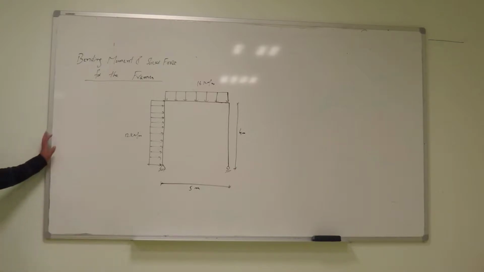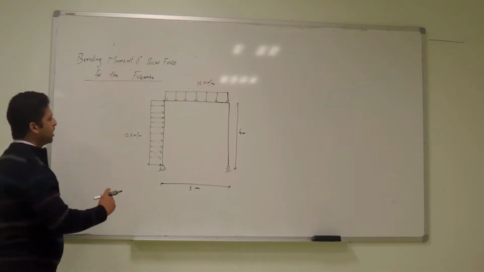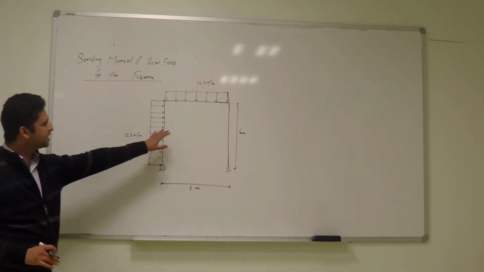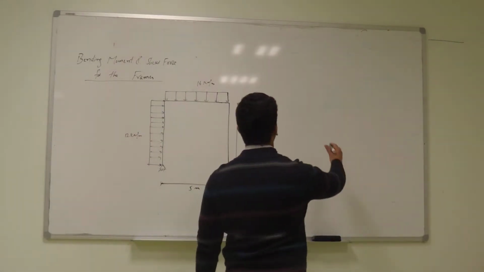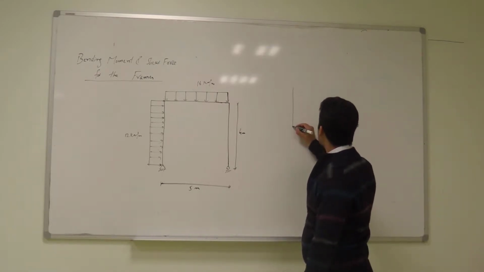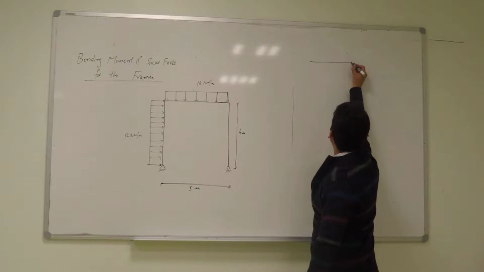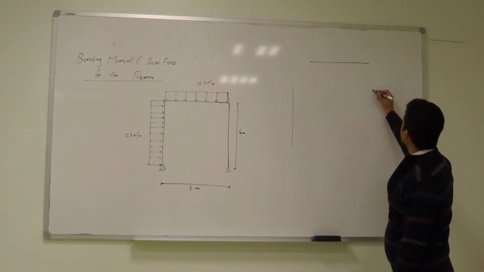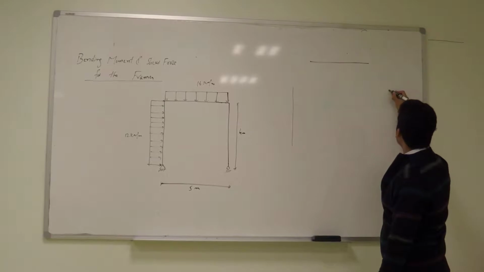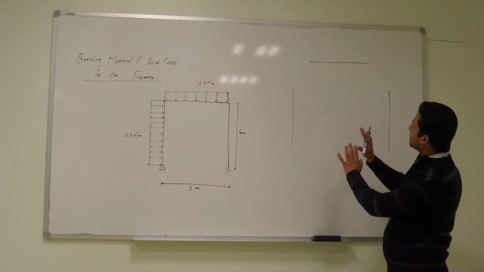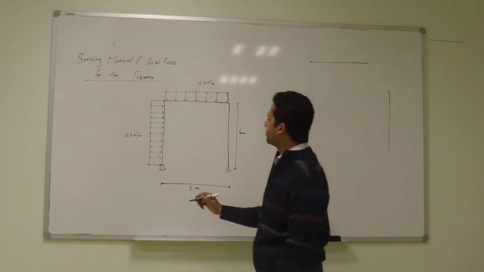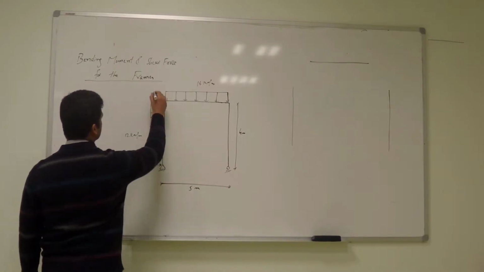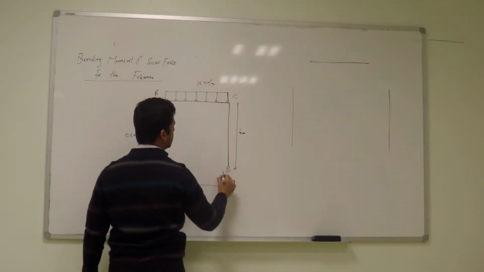First of all, let's talk about the sign convention. It's much easier for bending moment. You can just imagine that these are beams. This frame is made up of beams: this is beam 1, this is beam 2, and this one is beam 3. You can separate all these members into different segments: this is segment AB, this is segment BC, and CD.